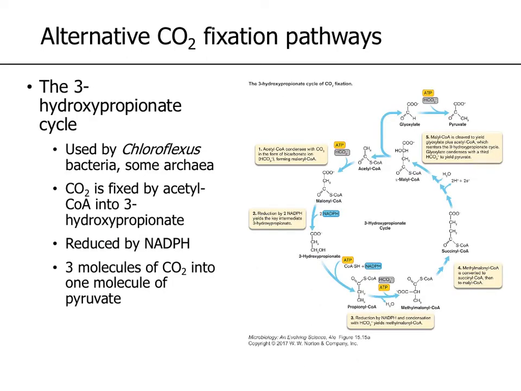One more alternative pathway is this 3-hydroxypropionate cycle. So this is used by Chloroflexus bacteria and some archaea. In this case, CO2 is fixed by acetyl-CoA into 3-hydroxypropionate, and this is reduced by NADPH. In this case, you need 3 molecules of CO2 to make 1 molecule of pyruvate. So this is a way for the cells to get back pyruvate.